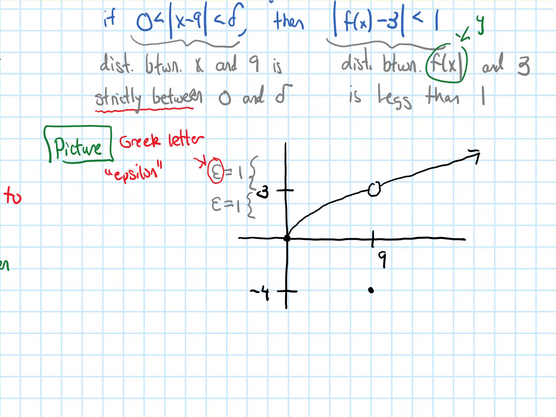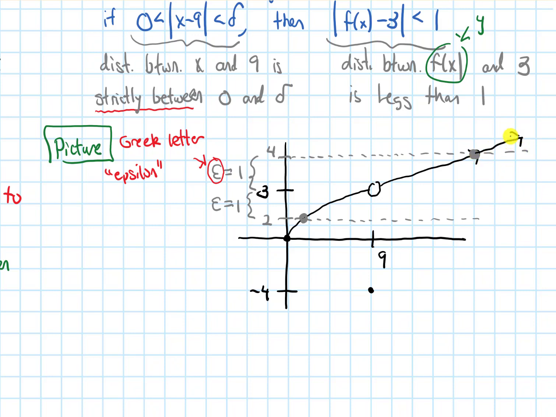So if I go a distance of 1 up, that means this y value is 4. If I go 1 down from 3, that means this y value is 2. So I want to stay between those two y values. So I'm going to draw a horizontal dash line here through the y value 2, and then a horizontal dash line through the y value 4. And notice that these lines intersect the graph at some certain points. So they intersect it here, they intersect it here.